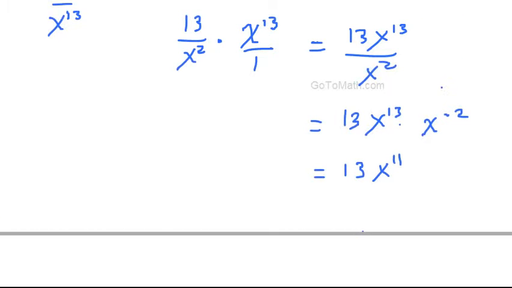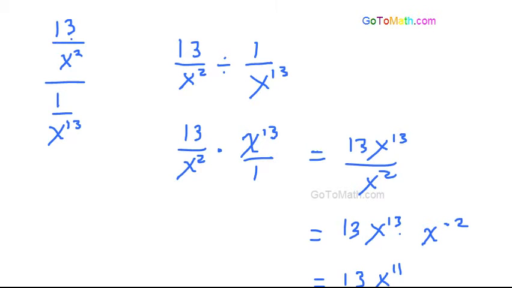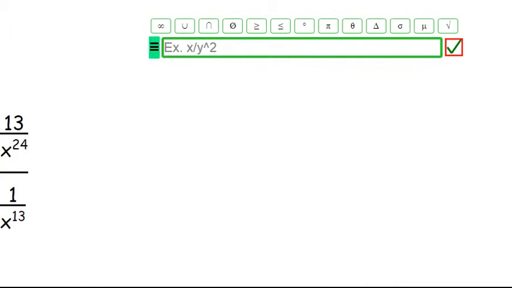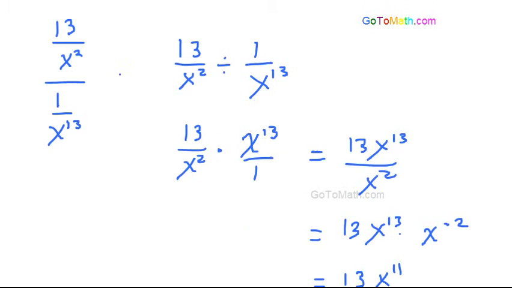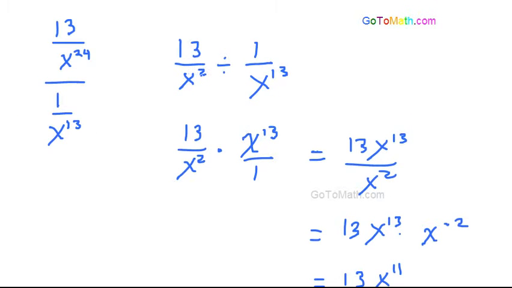Oh, wait a minute. Squared. Sure, I got the right problem. 13 over x to the 24th. Did I not? What the heck? I knew something was fishy here. Over x to the 13th. Okay. Guess that makes more sense now.